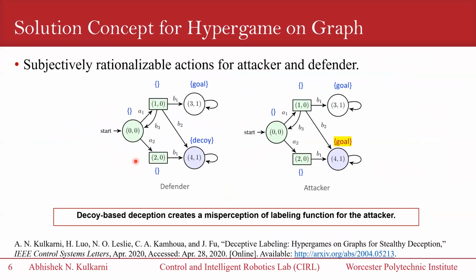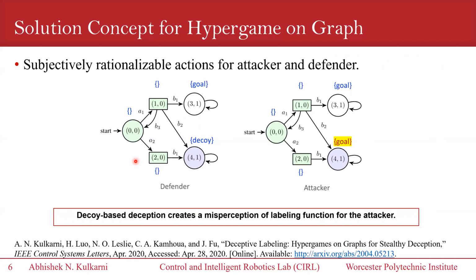And given this structure, how do we solve for the strategy of the defender to satisfy the given LTL specifications? To this end, we first observe that the decoy-based deception creates a misperception of the labeling function for the attacker. Here, the labeling function essentially assigns to each state which of the propositions hold. In this example, we consider labeling states as goals or decoys. And clearly, because there is a misperception, the attacker would label a decoy state to be a goal state.